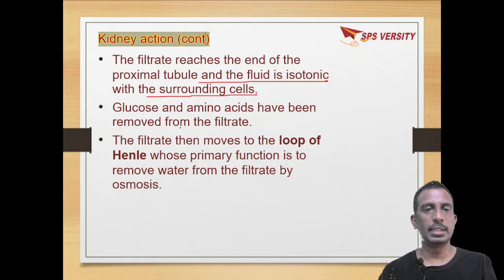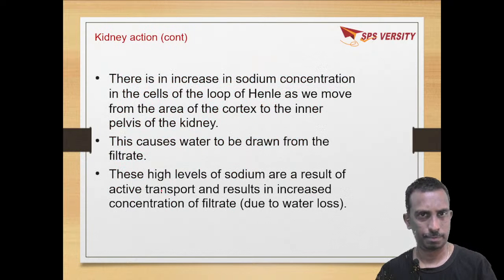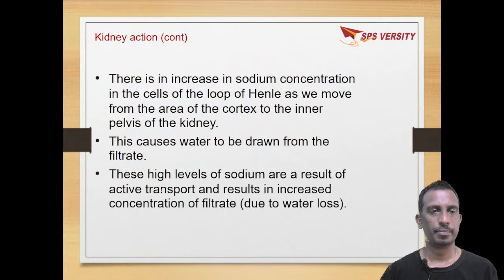So glucose and amino acids are removed from the filtrate. Then the filtrate moves into the loop of Henle, where water is removed from the filtrate by osmosis. Not only glucose and amino acids, even water is removed from the filtrate by osmosis. And along with this, even minerals are also reabsorbed.